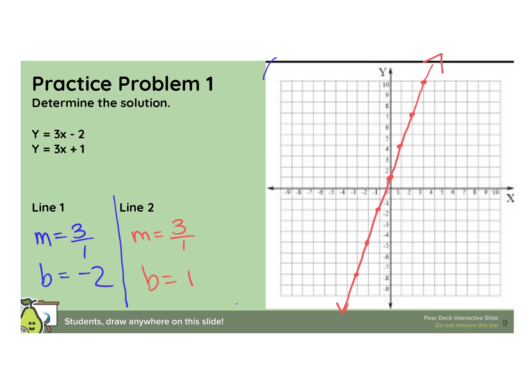So let me go back to blue. For line number 1, the y-intercept is -2, and the slope is still 3. 1, 2, 3, 1, 1, 2, 3. So yeah, these lines will be parallel and they'll never cross. So that means no solution.